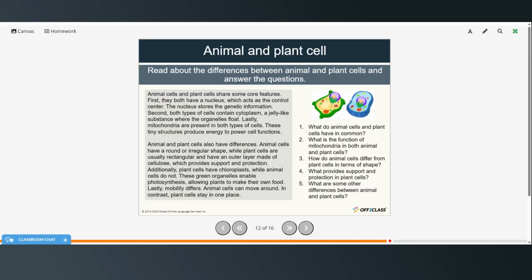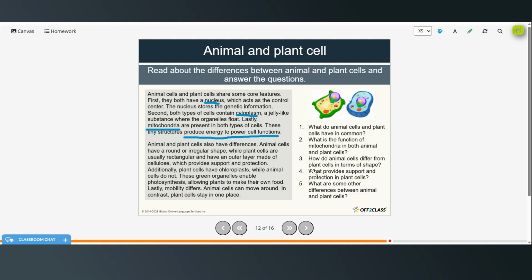So what do animal cells and plant cells have in common? Well, they both have a nucleus. They both have cytoplasm. And they both have mitochondria. So what is the function of mitochondria in both animal and plant cells? The mitochondria produce the energy needed to help the cell to function.